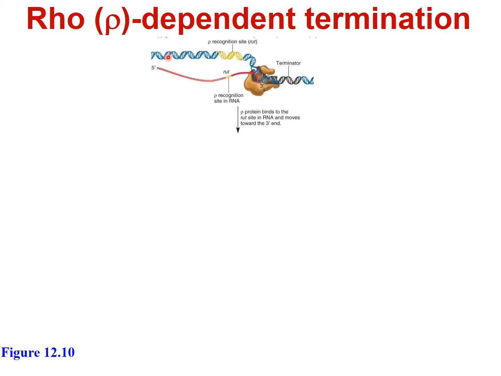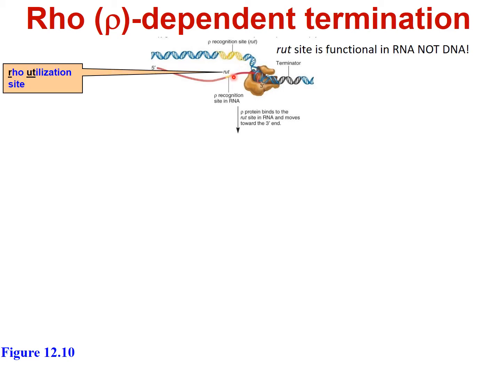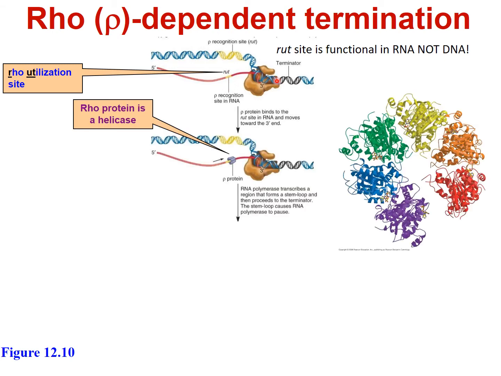Now, the polymerase will pass by what's known as a rho recognition site in the DNA, and then that will be copied into the RNA. So this site in the RNA is called a rut site, or the rho utilization site. Now, this is functional in the RNA, not in the DNA. So it's the copy that has been made in the RNA that is important here.